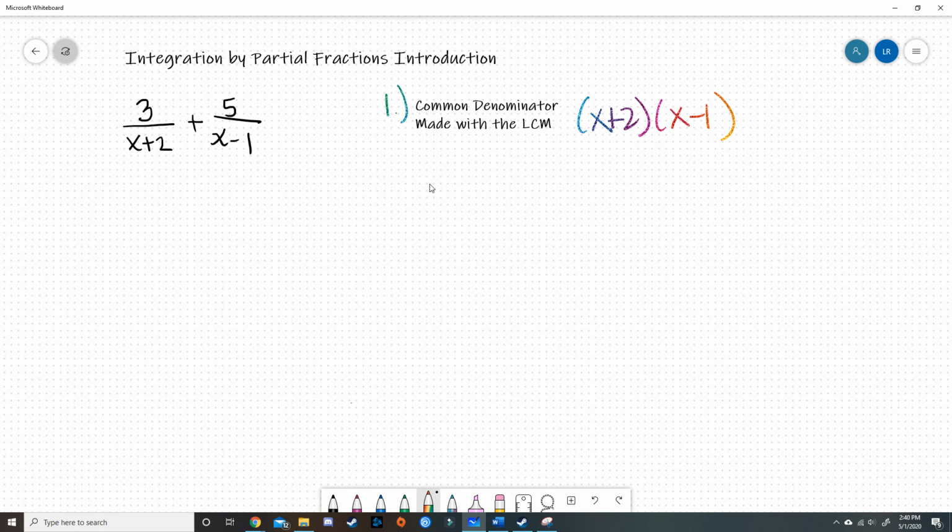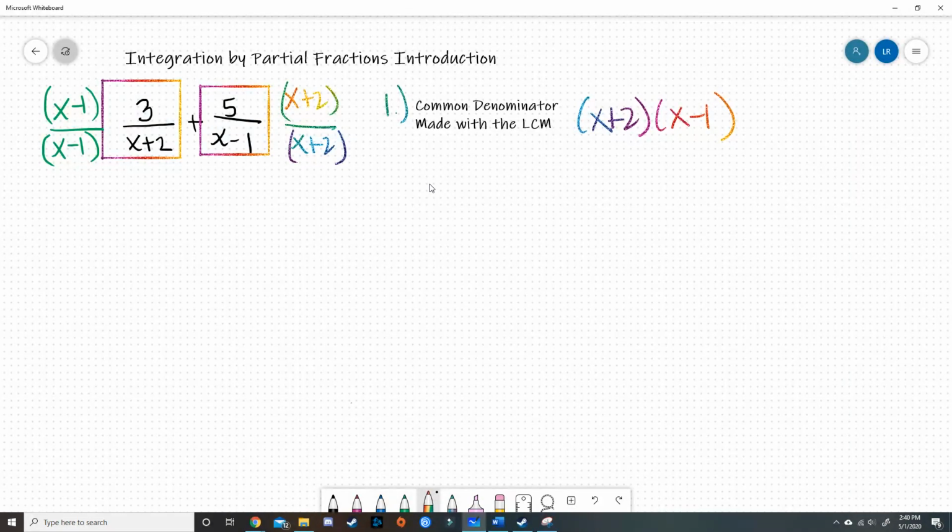So that being said, we need to figure out what do I need to multiply the left fraction by to get x plus 2 and x minus 1 as its denominator? Well, I would need to multiply by x minus 1 over x minus 1. I am allowed to do that because x minus 1 divided by x minus 1 is just 1, and therefore I have not altered the equation. Now on the right side, I would need to multiply by x plus 2 over x plus 2. X plus 2 over x plus 2 is just 1. I have not altered my fraction whatsoever.